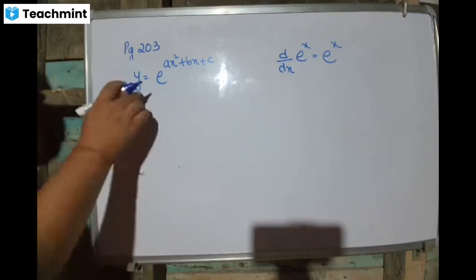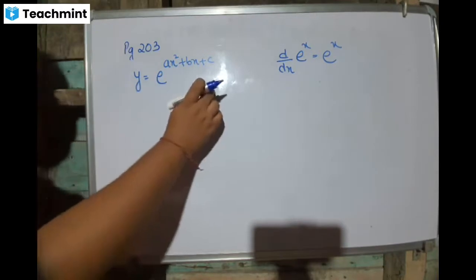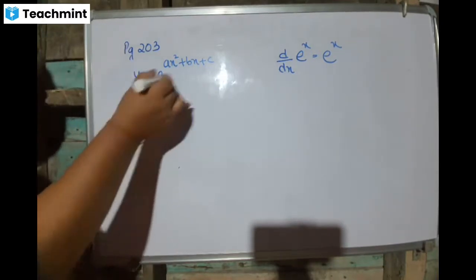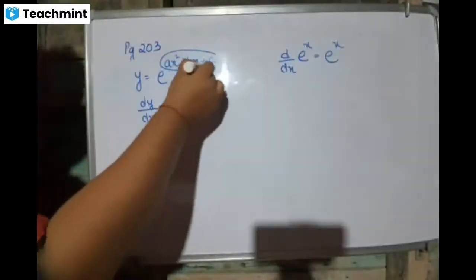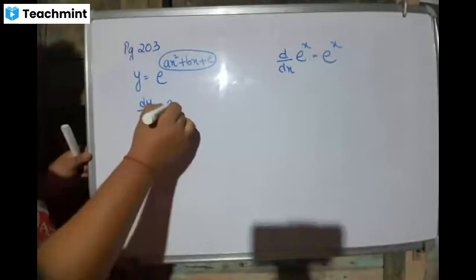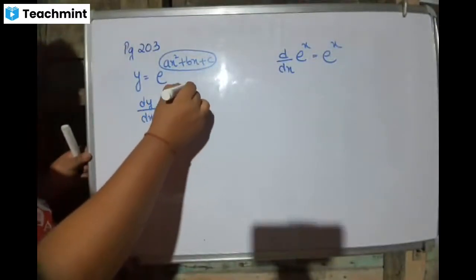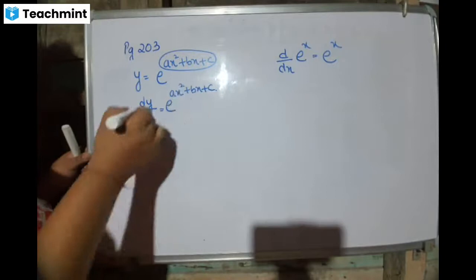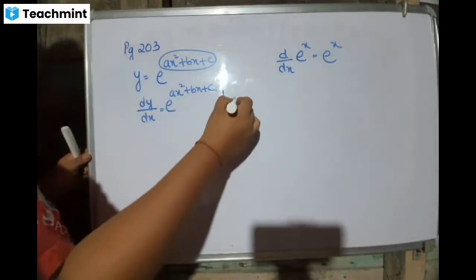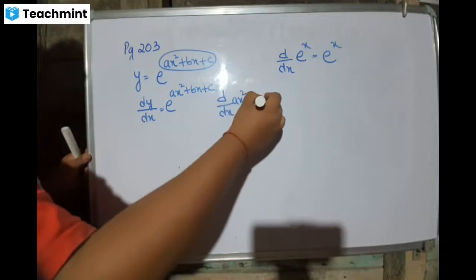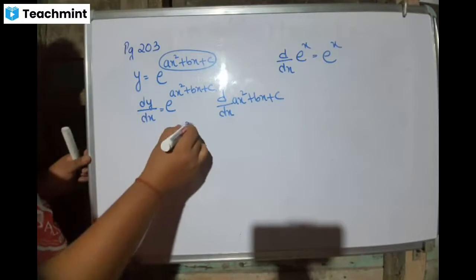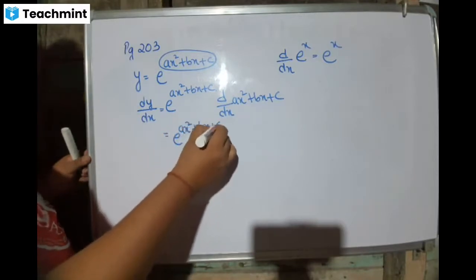So how do I do it? Don't forget to write differentiating with respect to x. Differentiation of y is dy by dx. Now see, assume this part as x. If you assume this as x, then for e to the power x, the formula will be e to the power x itself. But since this is an assumption, we need dy dx of ax square plus bx plus c. So what do you get? E to the power ax square plus bx plus c as it is.